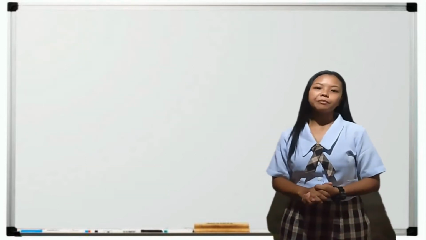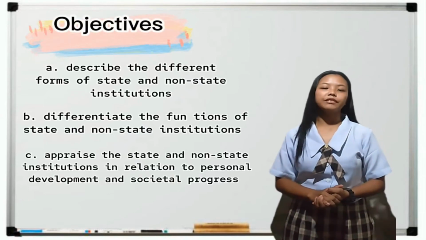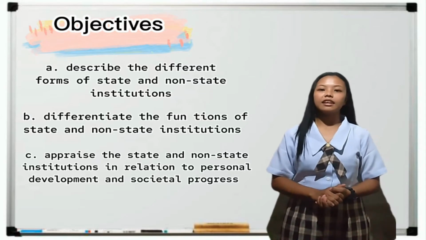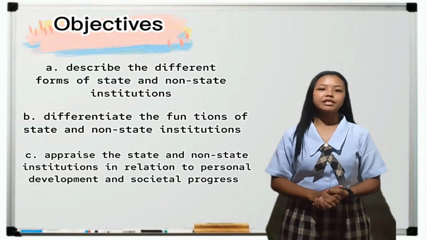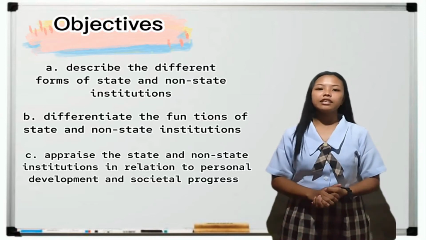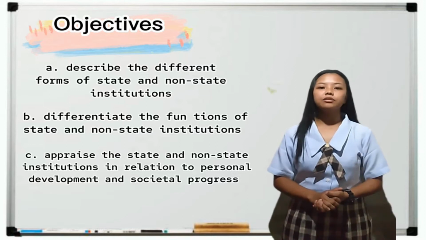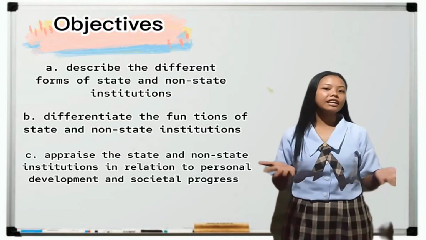But before we proceed to our proper discussion, here are the objectives that we aim to achieve at the end of our lesson. A. Describe the different forms of state and non-state institutions. B. Differentiate the functions of state and non-state institutions. And C. Appraise the state and non-state institutions in relation to personal development and societal progress. I know that in our discussion, you will discover and learn something new, kaya halina't simulan ang ating talakayan.